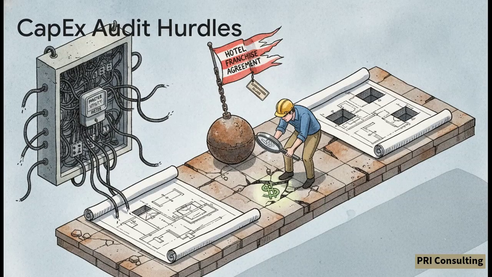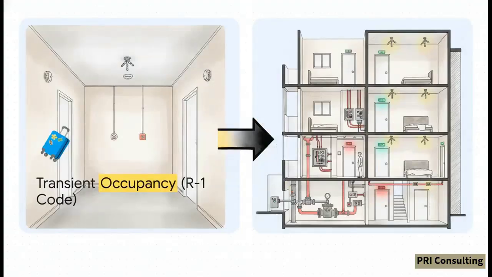And what about unexpired hotel franchise agreements? Analysts actually have to calculate the exact liquidated damages for dropping the hotel's brand flag. These are hidden costs that, if you overlook them, could literally bankrupt a project before it even starts. Then there is the ultimate physical hurdle, the code transition itself.